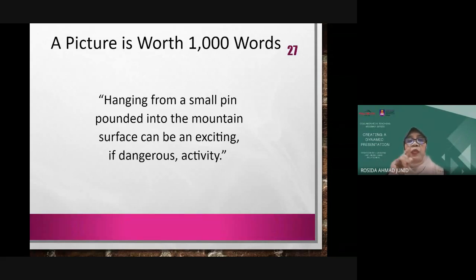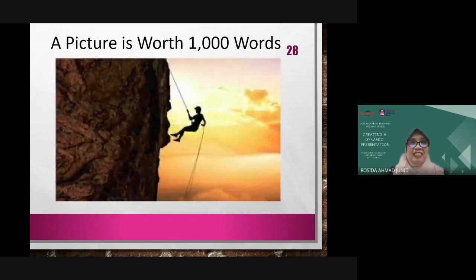But what if instead of this, I have this? There you go. You get everything. You get the feel there as well. Wow, whatever they mentioned is there in the picture. So it's better to show a picture that is worth 1,000 words than having 1,000 words in the slides.